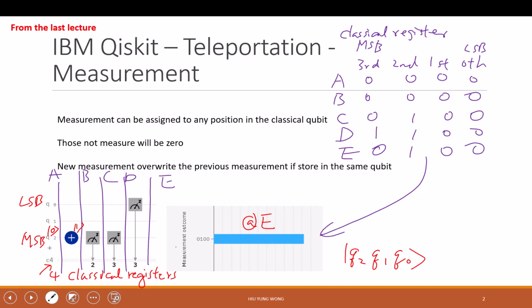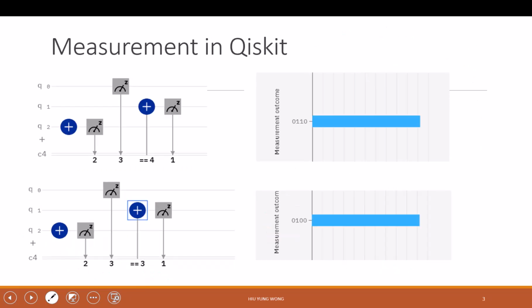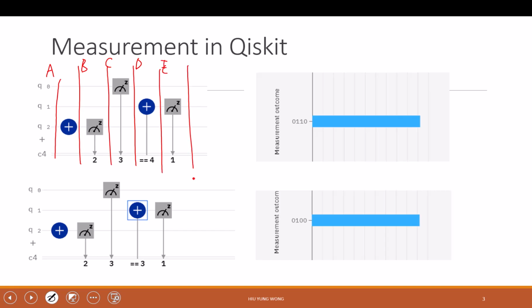Any questions? If no question, let's take a look at another circuit. Now, this circuit is like this. We will still have, let me call it A at this point, B, C, D, E, and then F, right? So let's look at this one.